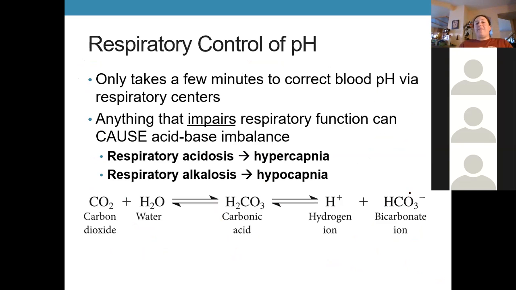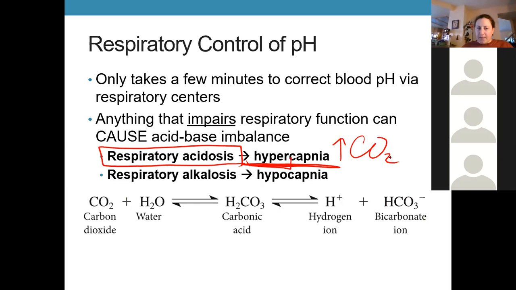Respiratory control is quite fast. We can correct blood pH changes in just a few minutes thanks to the brainstem respiratory centers. But that also has a consequence. Anything that interferes with our ability to breathe normally can actually cause an acid-base imbalance. Respiratory acidosis is when we are not breathing off enough carbon dioxide. We call this hypercapnia, which just means an increase in the CO2 levels in the blood.